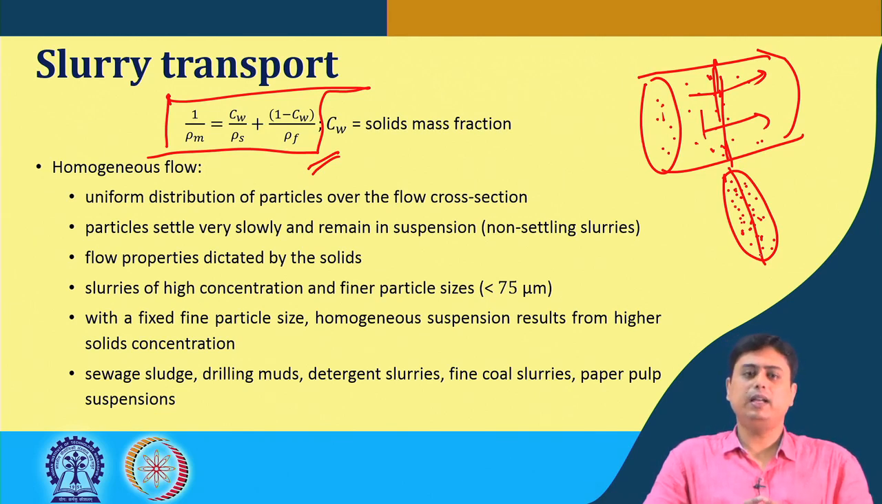These typically do not settle quickly, the particles flow along with the bulk motion of the fluid or the liquid, and typically there is a uniform distribution of the particles all over the cross section. So, these are the characteristics of homogeneous flow.